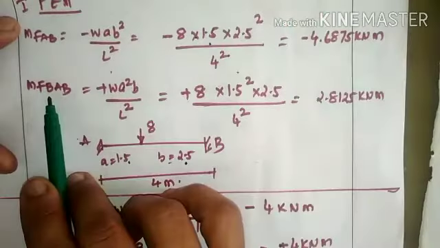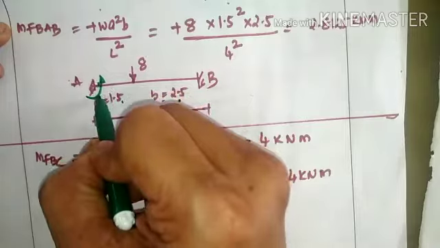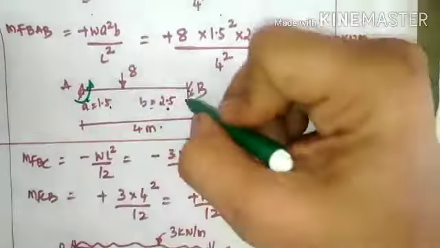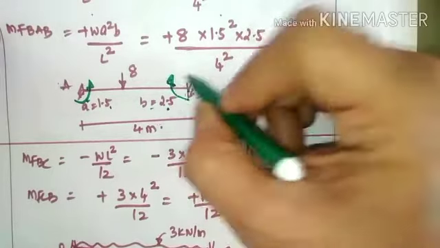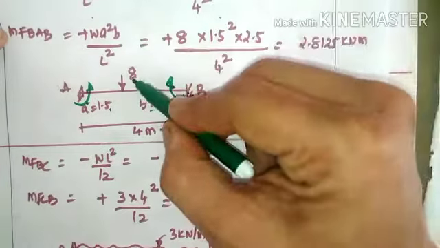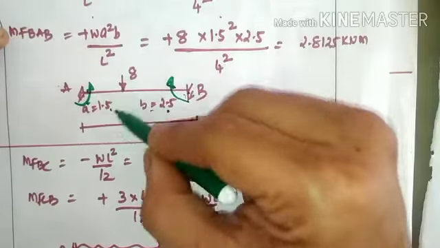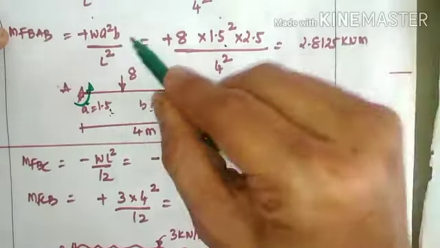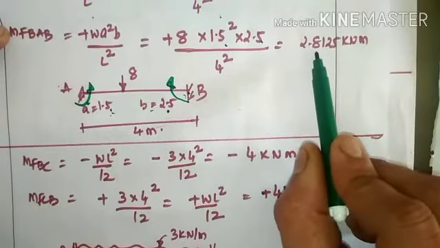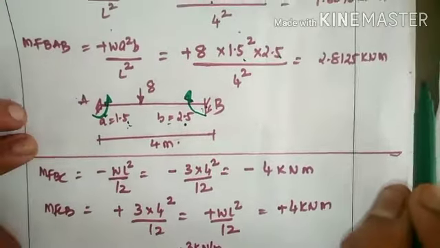Likewise, if you consider MFBA, you have calculated from A to B. Since it is anti-clockwise, you consider it as negative. Now, when you are considering from B to A, the direction of rotation is clockwise, which means positive. Magnitude of the load is 8, and it is W A square B. A here is 1.5 square, B is 2.5, divided by 4 square. This leads to the solution 2.8125. So this is the value of MFBA.